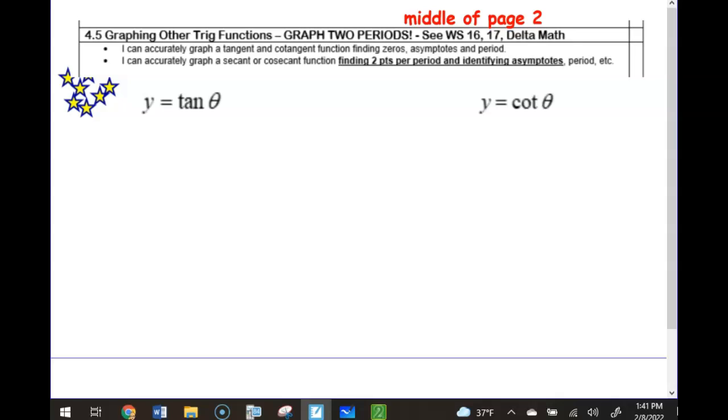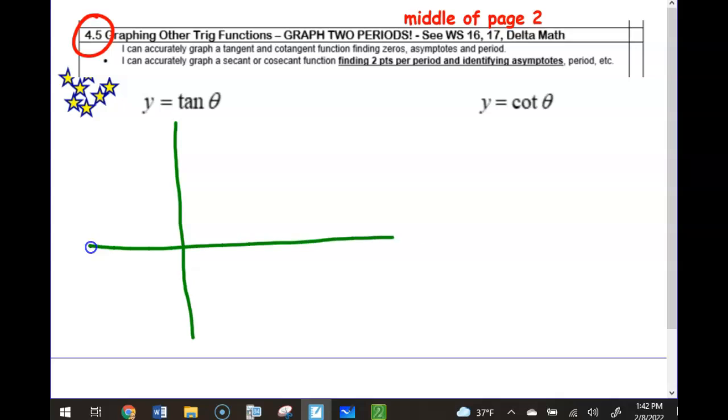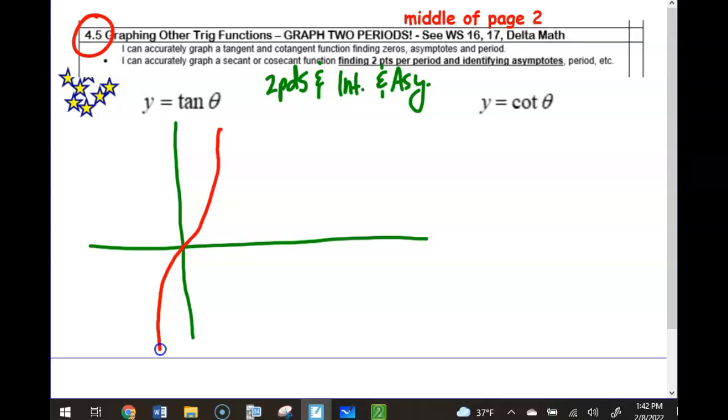All right, second section of the quiz tomorrow is 4.5. I'm just gonna go over exactly what you need to know for the quiz. Does that sound like a plan? You need to know how to graph 2 periods of the tangent. It'll say graph 2 periods and give the intercepts and asymptotes for those 2 periods. Anybody know what the tangent graph looks like? Yeah. Okay. And it goes through 0, 0, right?